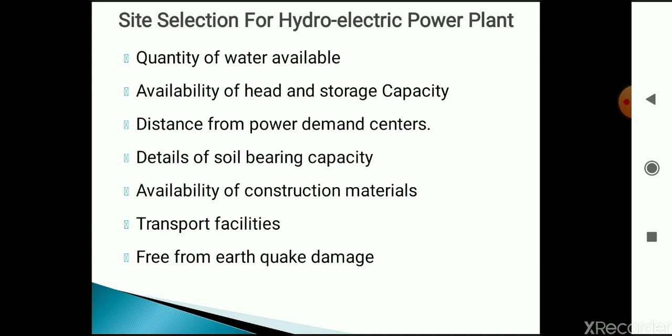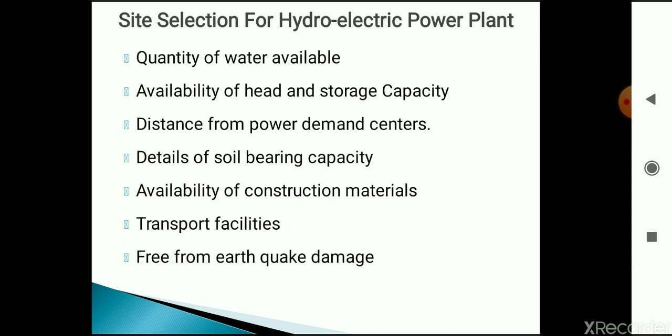Number one is quantity of water available. Hydroelectric power plant needs a large quantity of water. That water should be stored in the dam, and we can utilize that water when it is required to generate the electricity. So the site selected should have adequate quantity of water. Next is availability of head and storage capacity. Whatever water is available, it should be with sufficient head, and there should be a facility to store that water.